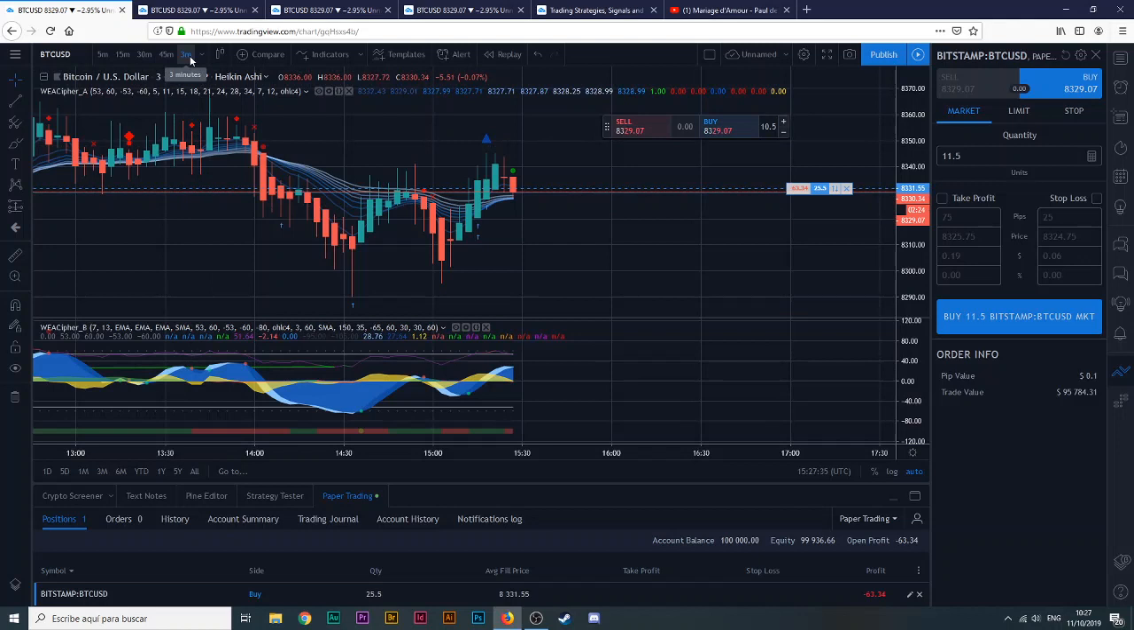And if you see my 3-minute chart, you see that I have a gold circle here, a green dot here. The gold circle typically indicates a buy signal.